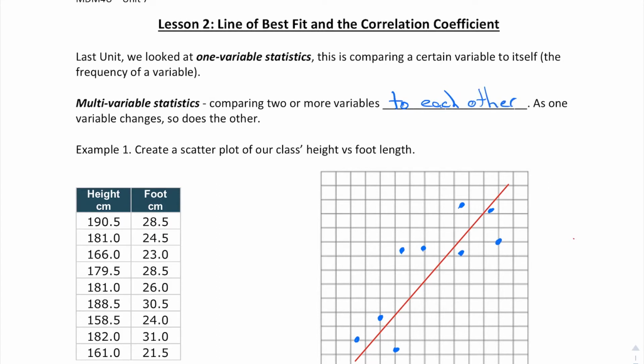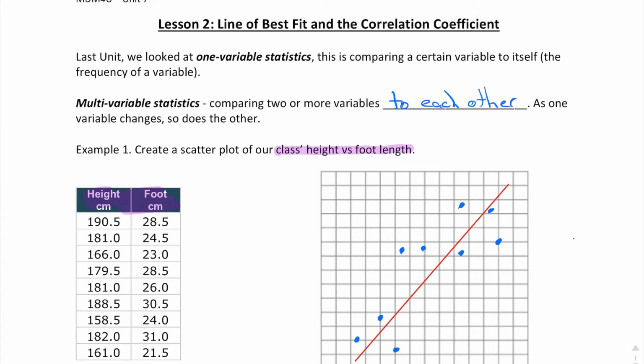So as one variable changes, so does the other. The first example I think that's good is actually what you guys did. Remember we did an activity where we measured a whole bunch of things, including height and arm length. So this is your data, or our class's data, of height and foot length. This stuff over here is you. Not everyone did this, but this is the data that was available. One of these probably represents you. The first person has a height of 190 centimeters and a 28.5 foot length.